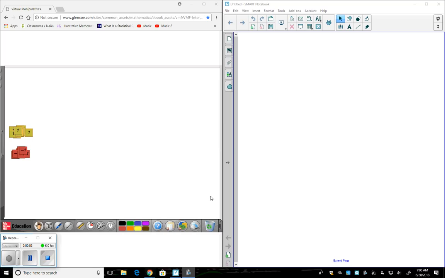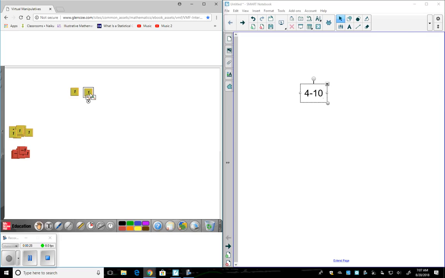So yesterday we talked about adding integers, and today we are going to continue on with integers by subtracting. So for example, let's say I give you the problem 4 minus 10, okay? So I'm going to look at my algebra counters that we used yesterday, and I'm going to put 4, okay?